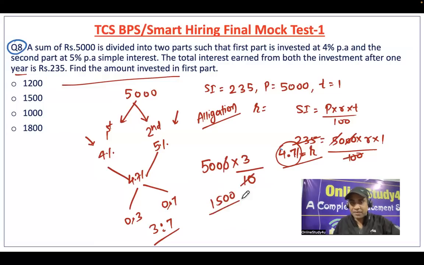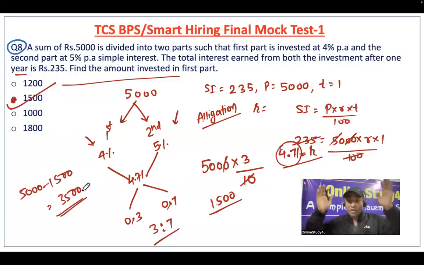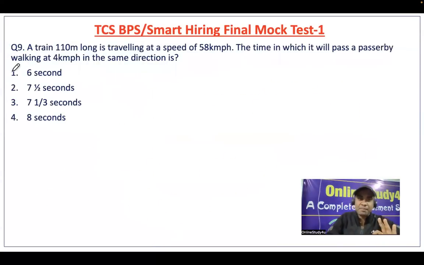5 into 3 is 15, so 1500 rupees. So the first part was nothing but 1500. And if they ask for the second part, then 5000 minus 1500, that means the second part was 3500. So we have used the alligation rule here to solve the problem in a simpler way.